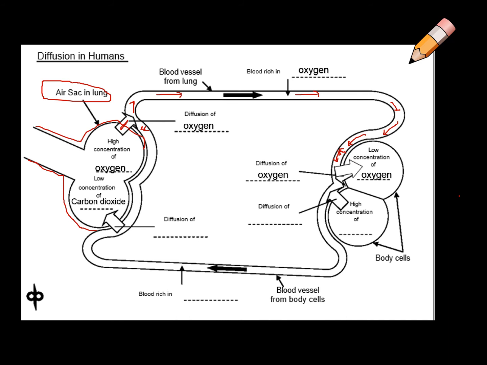So the tissues, or the body cells, are going to make carbon dioxide, which is a waste gas. So you're going to get high concentrations of carbon dioxide in the body cell and you're going to have your low concentration of carbon dioxide in the blood. So you're going to have diffusion of carbon dioxide from the high concentration in the body cell to the low concentration in the blood. So then the blood is going to get transported back to the lungs. So your blood's going to be rich in carbon dioxide now.